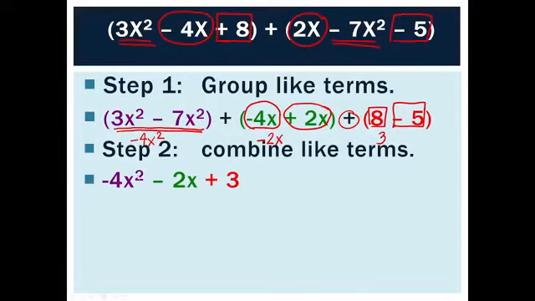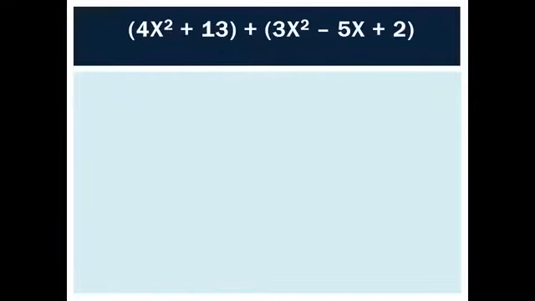Any questions before we proceed with our next example? Is example 1 clear? Okay. So, let's proceed now. Example number 2. Where is the like term of 4x squared? 3x squared. Correct. I will underline it twice so they match. Where is the like term of positive 13? Okay. Positive 2.